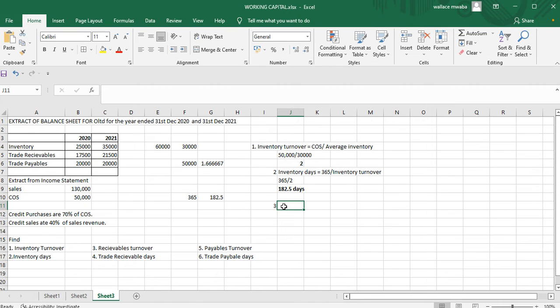Okay, so we have to get receivables turnover. How many times we collect cash from debtors? That's basically what it's saying. Receivables turnover: how many times we collect cash from debtors? So receivables turnover is credit sales divided by average accounts receivable, or average trade receivables, either way.